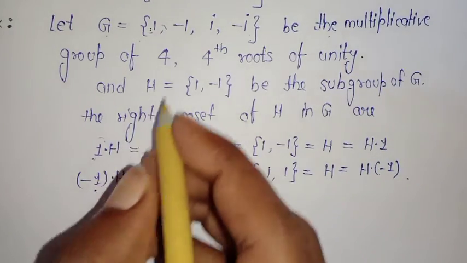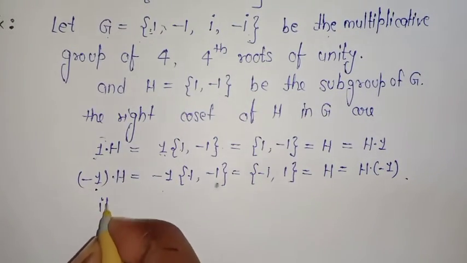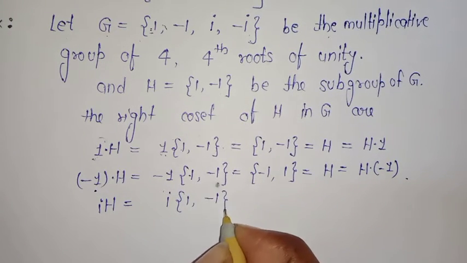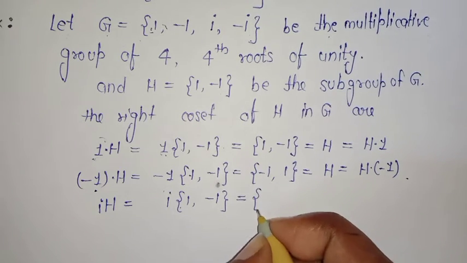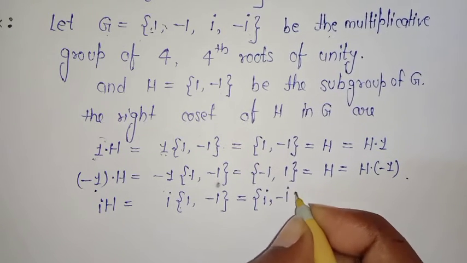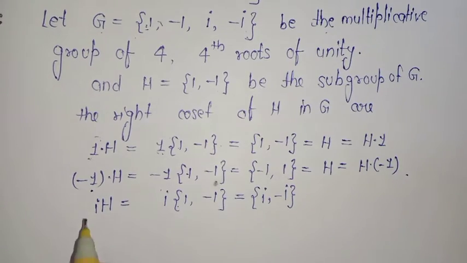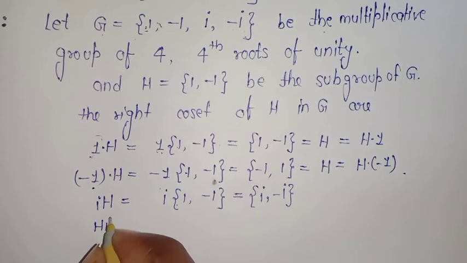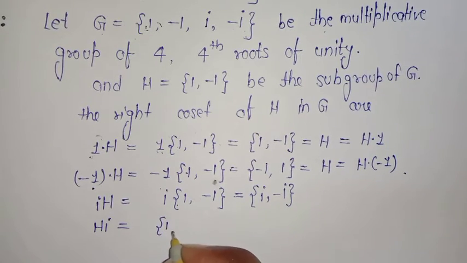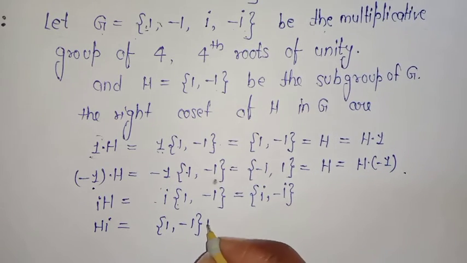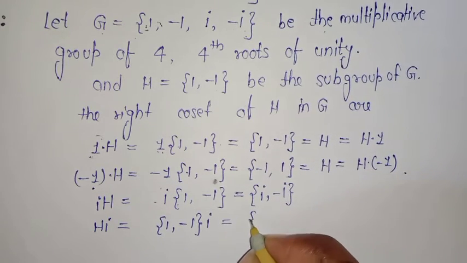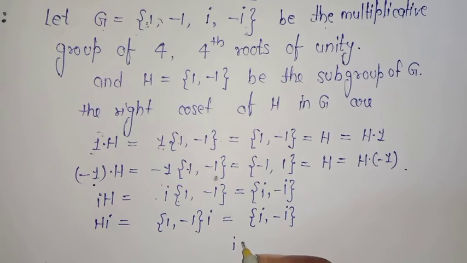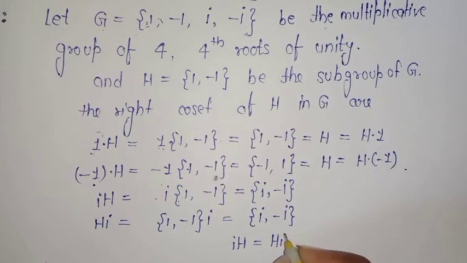Now I will take the third element of the group, that is I, and I will multiply it with H. Then this gives I into 1 comma minus 1, and if we multiply we get I comma minus I. And if we take the right multiplication by I with the same subgroup H, then we get 1 minus 1 times I on the right side, and this gives I comma minus I. So you can see IH is equal to HI in this case also.